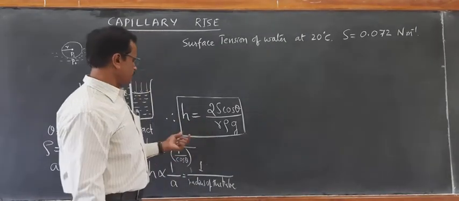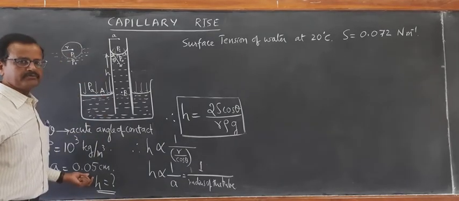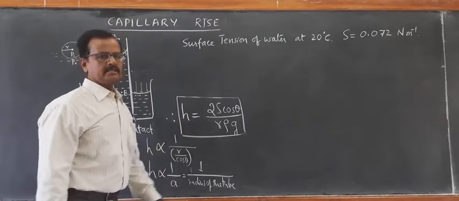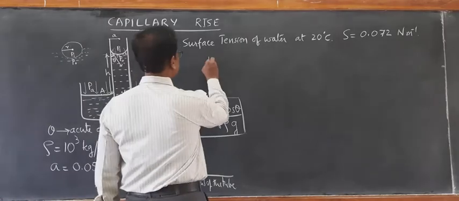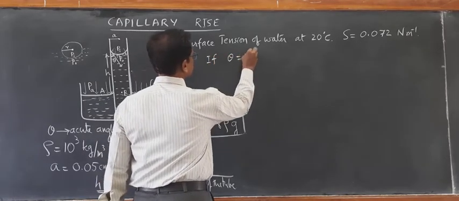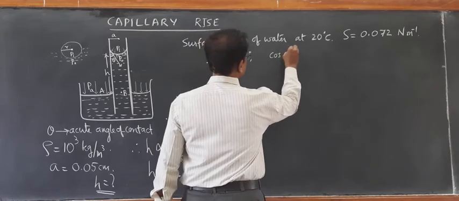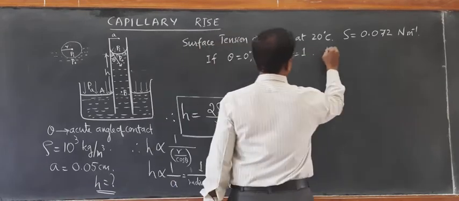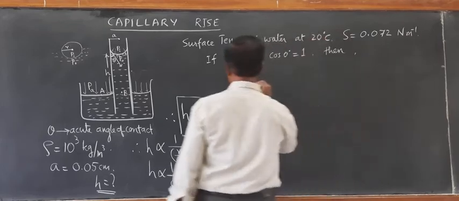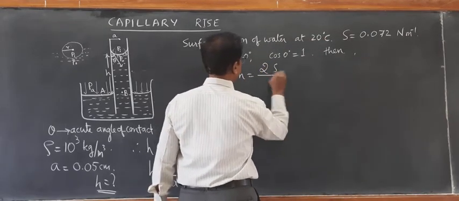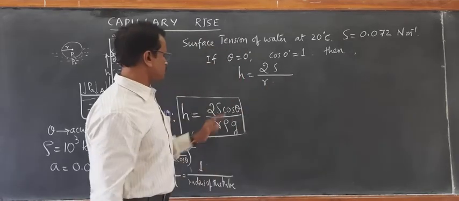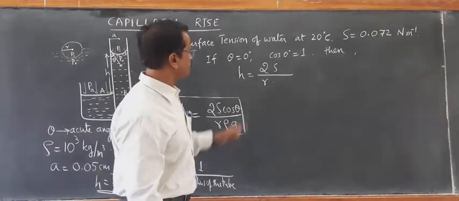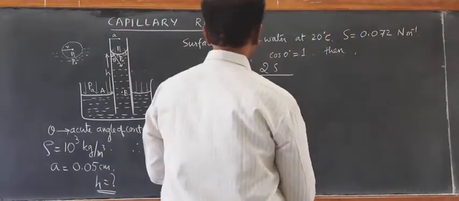So substituting this, and here for this fine tube of 0.05 centimeter, let us say we take theta to be the smallest one, say 0 degree. If the angle of contact theta is taken as 0 degree, then cos 0 is taken as 1. Then the equation becomes H is equal to 2s upon r rho g, or r upon cos theta. R upon cos theta itself is a, so we need not assume this also. A is directly given.